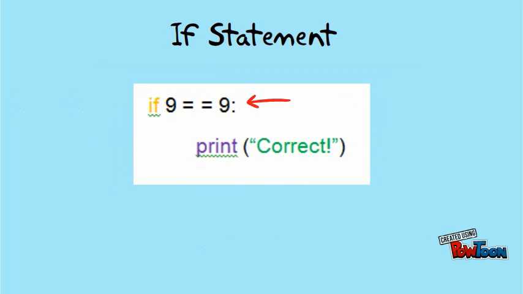It tells the computer program to check the statement 9 equals 9 and determine if it's true or false. If it is true, the computer program should display the word correct. And if it's false, well, in this case, the computer will do nothing.